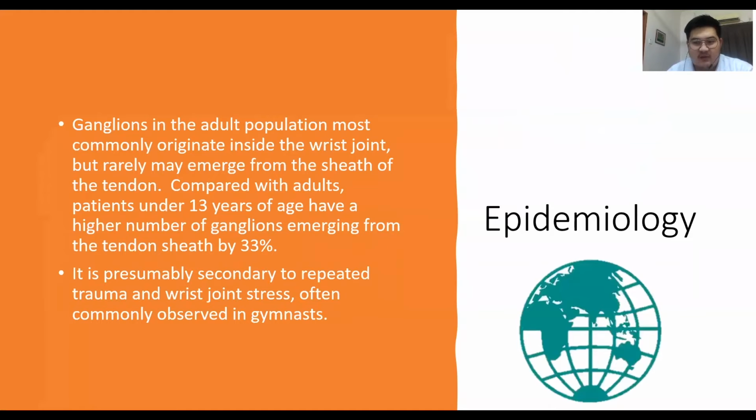Ganglions in the adult population mostly originate from the wrist joint and rarely emerge from the sheath of the tendon, which is more often affected in patients under 13 years. It is presumably secondary to repeated trauma and wrist joint stress, which are seen often in gymnasts.